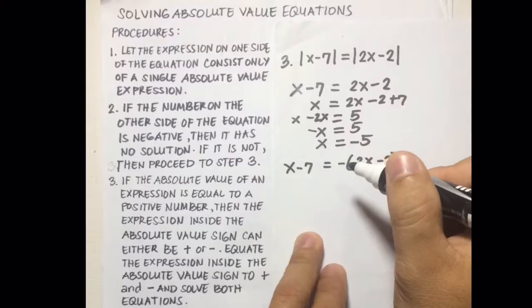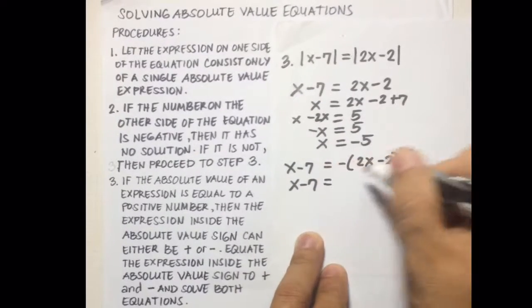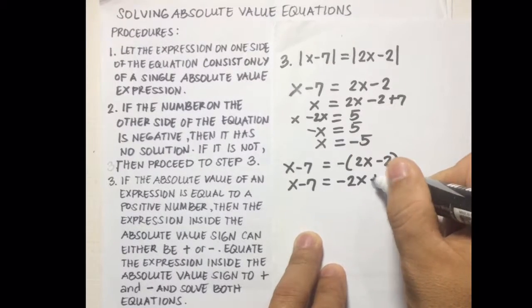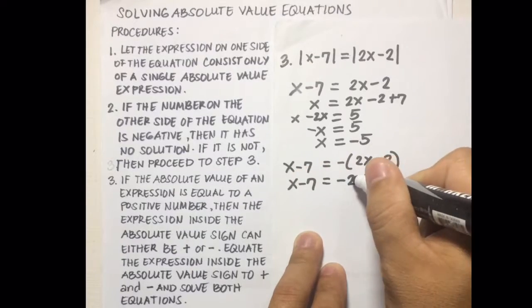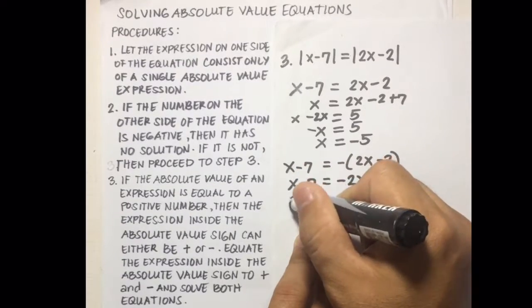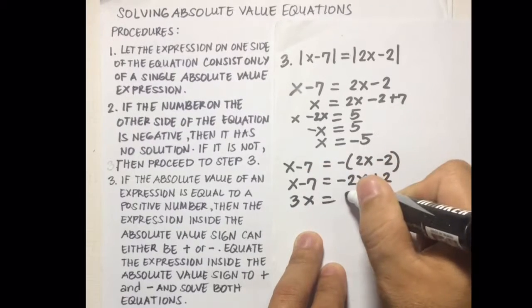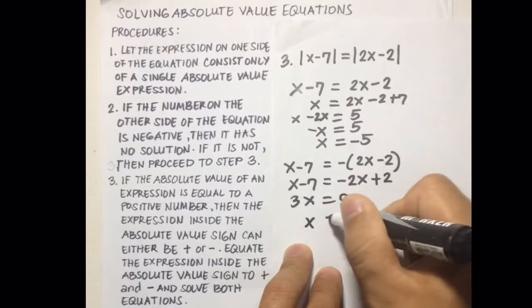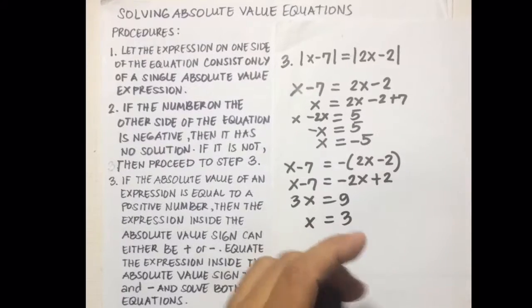Then for the second equation, we're going to have x minus 7 equals negative 2x, then negative times negative 2 will be positive 2. Then combining like terms, x plus 2x, we're going to have 3x. Then 2 plus 7 will be 9. And x will be equal to 3. 9 divided by 3 is 3.